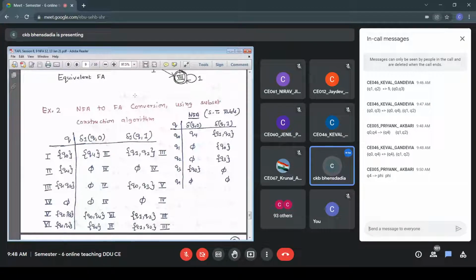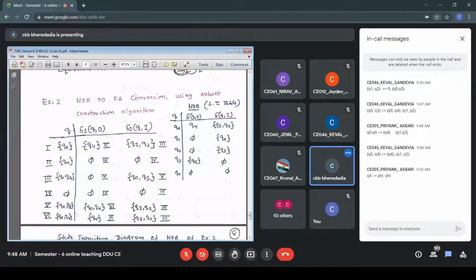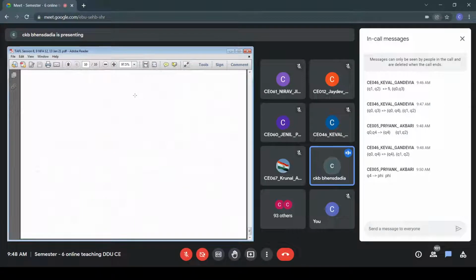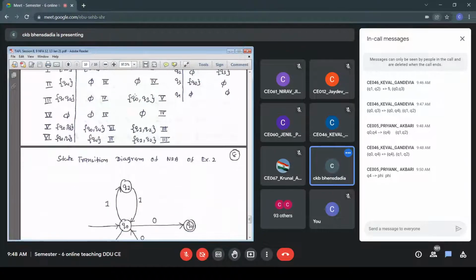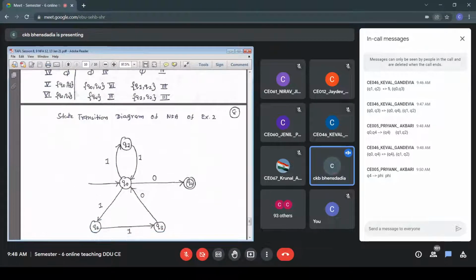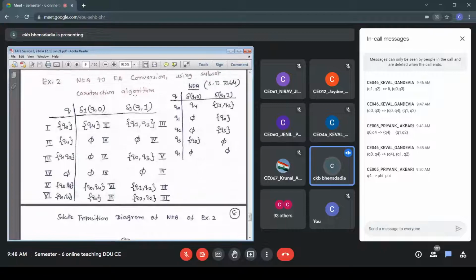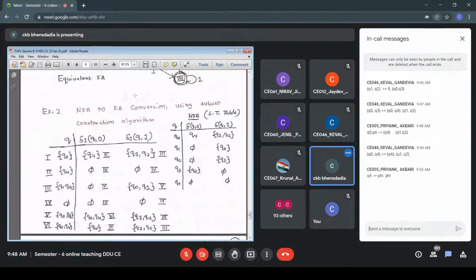So this is my equivalent DFA. Now we have to define the initial state, which is 1, that we know. Initial state, that is 1. And the accepting state is only Q4. So any subset having Q4, that becomes an accepting state.